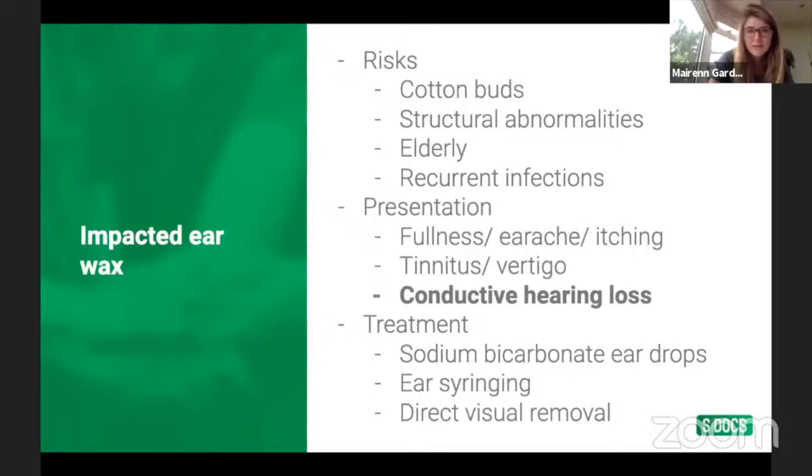Ear syringing can be done. This can be done by the GPs, but actually earwax is one of the most common GP referrals to ENT and one of the most unnecessary referrals to ENT, but GPs tend to not overly like ear syringing. You can also do direct visual removal, which will be done by an ENT consultant.